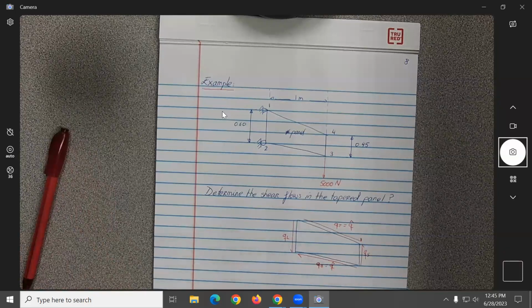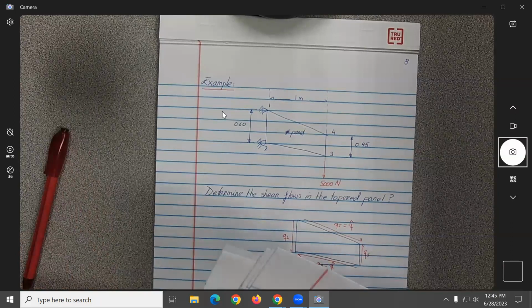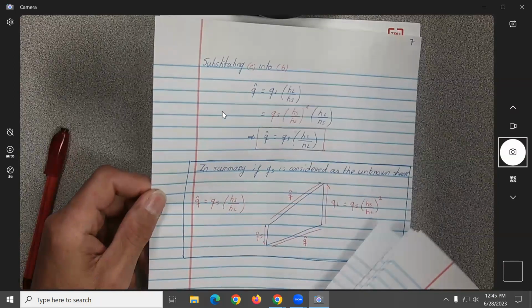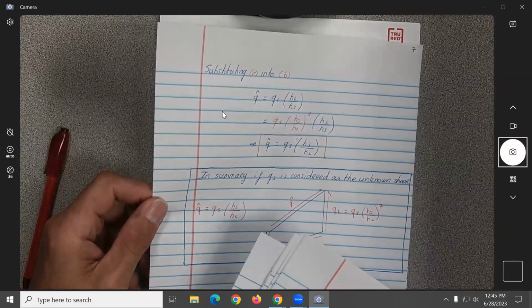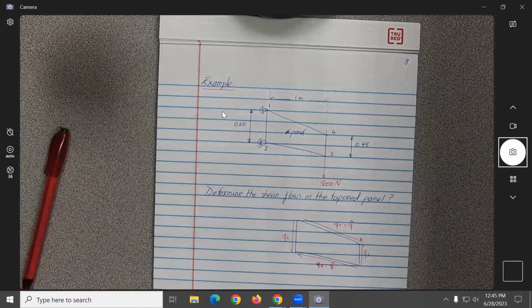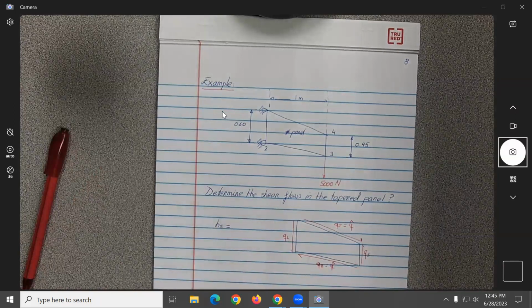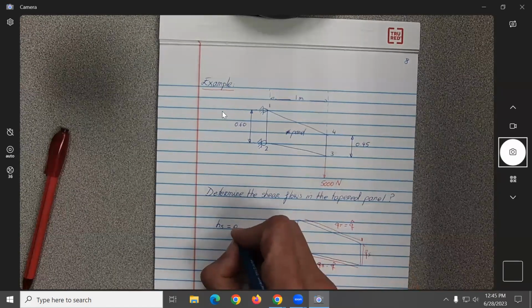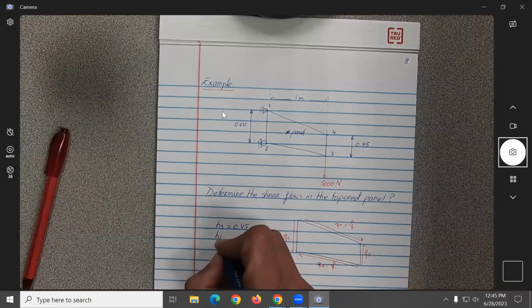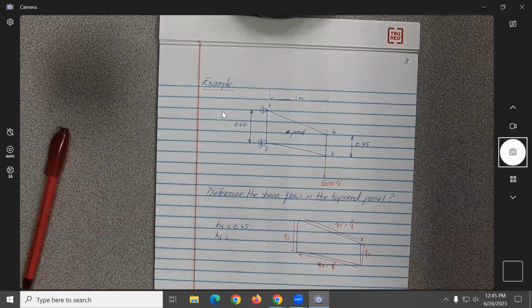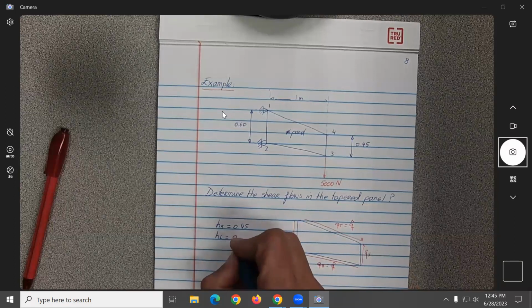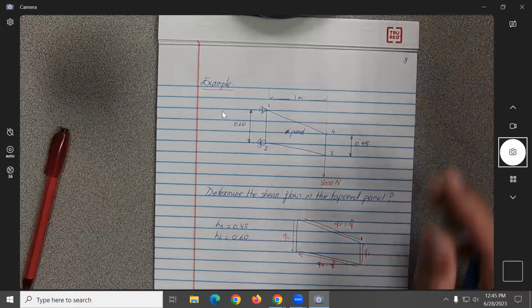Okay, what are the other quantities that we need? If we look at the page we just derived over here, we need to know the Q hat and what else? The H sub S and H sub L, no? So over here, H sub S would be equal to what? 0.45 meters. H sub long would be equal to 0.6, okay?